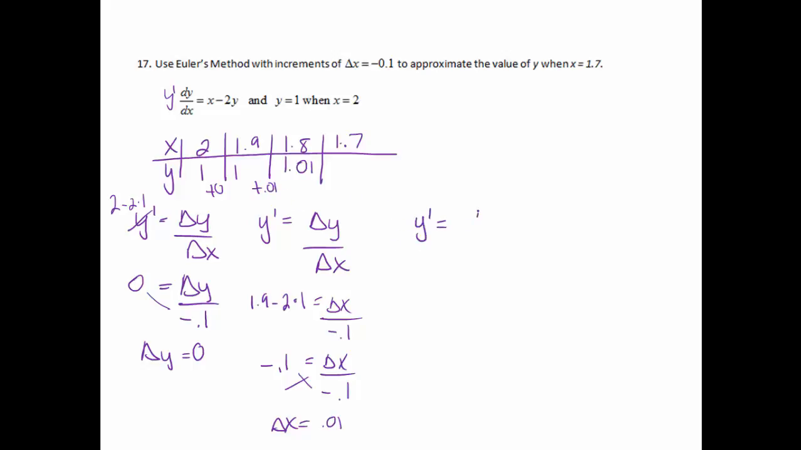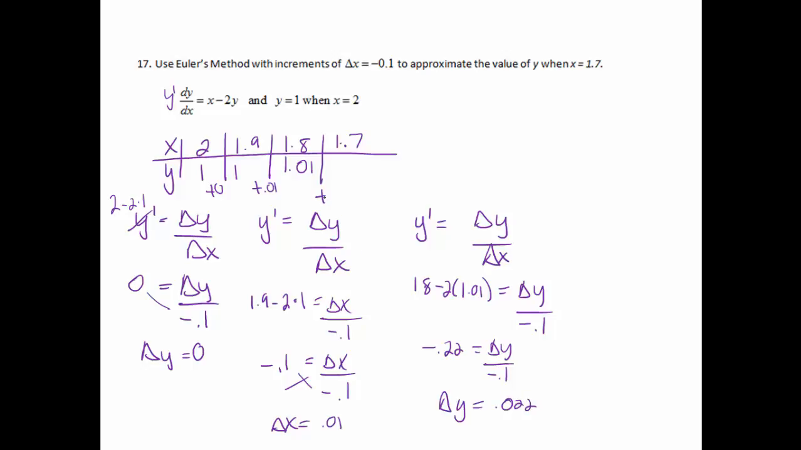And then let's go one more time. Okay, y prime will be 1.8 minus 2 times 1.01 is equal to delta y over negative 0.1. If I calculate that out, that will be negative 0.22 is equal to delta y over negative 0.1. And so if I cross multiply, I'm going to get delta y is equal to 0.022. So I'm going to add 0.022 to the 1.01, and when I do that, I'll get 1.032. So that will be my y value when x equals 1.7.